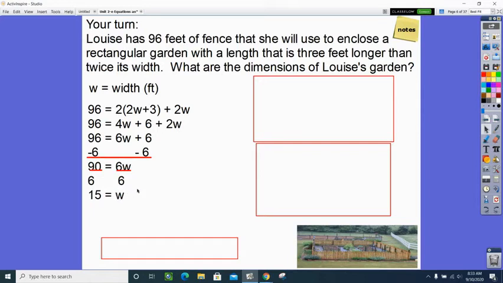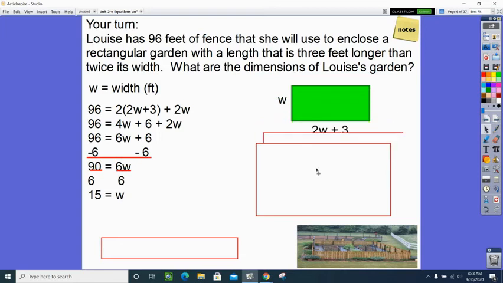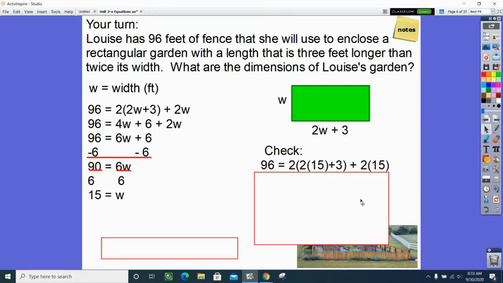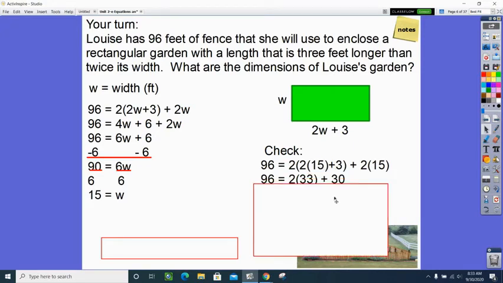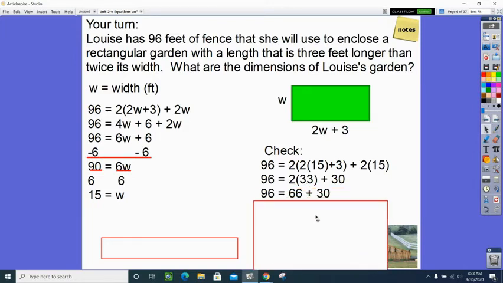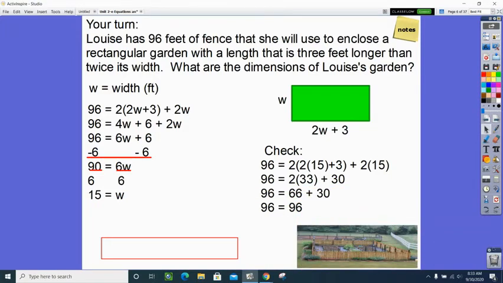Okay, so now we need to check it. So the 15 is going to go into the 2W spots. Oh, forgot, sorry, that's my picture. Forgot all about that. So there is the check. Now I'm going to do what's in the parentheses. So I'm going to multiply the 2 times the 15, and then I'm going to add the 3. Now I'm going to take 2 times 33 and add it. And sure enough, my check works to 96 equals 96, which was the perimeter.